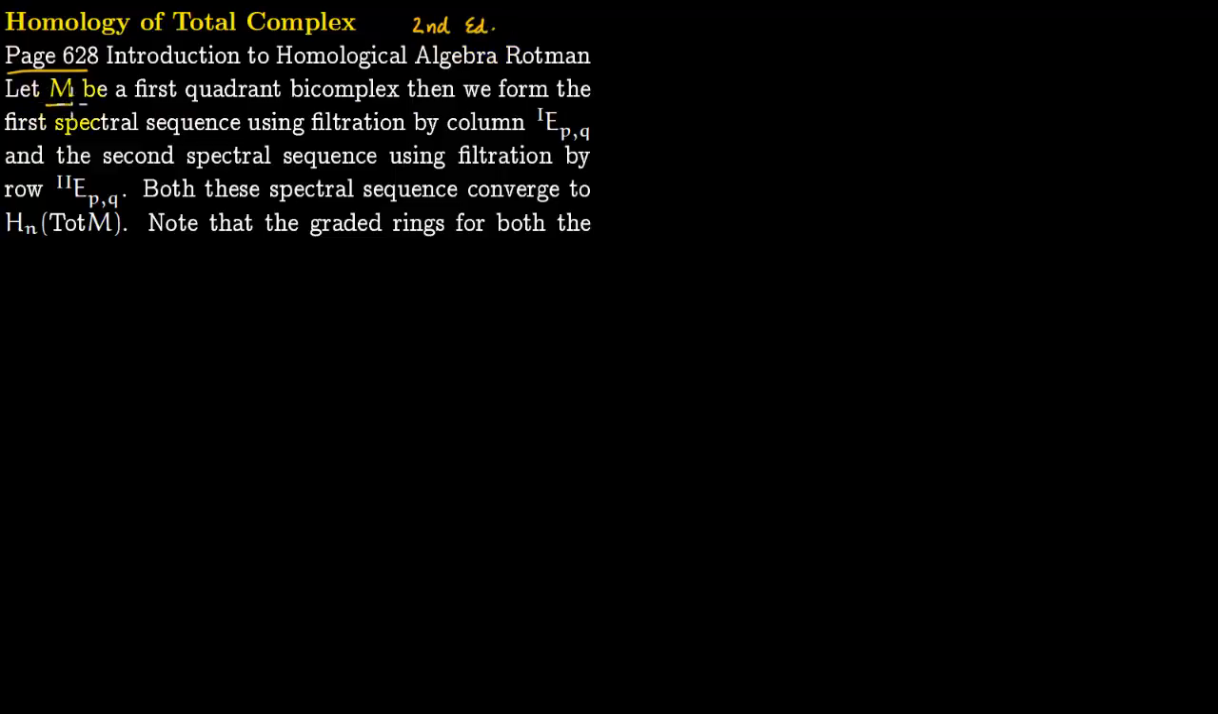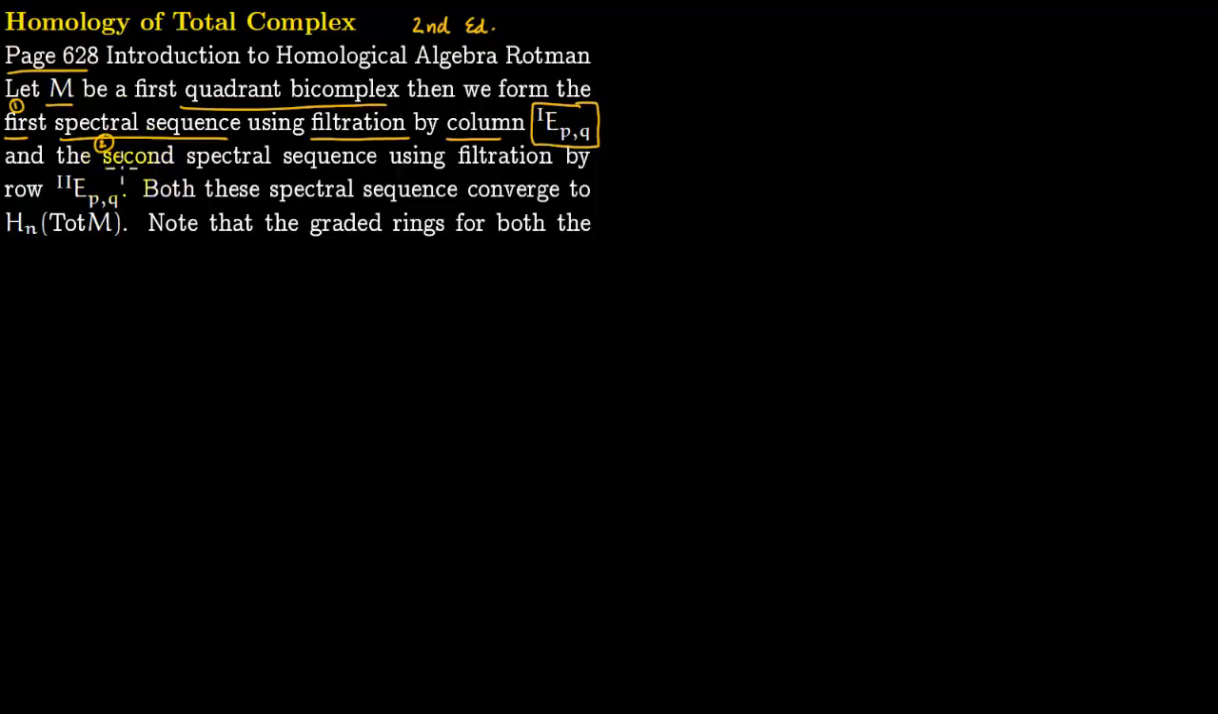Say M is a first quadrant bicomplex. We have already constructed this as a total complex. And if you have this M, then you can use a vertical filtration and a horizontal filtration. The first spectral sequence you form is using the vertical filtration, so filtration by column, and this is what we denote by the spectral sequence obtained by just using the vertical filtration.